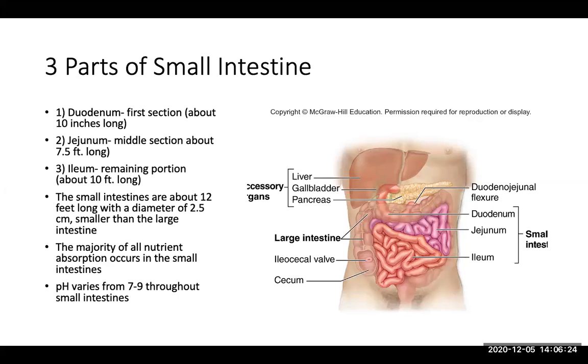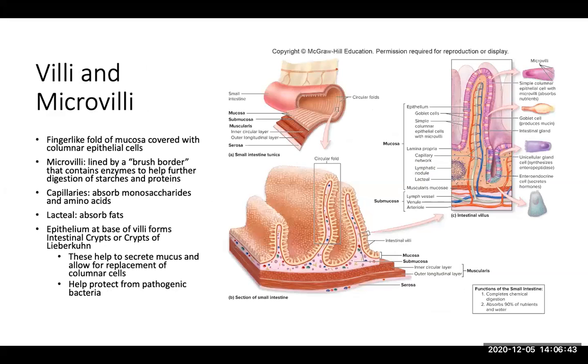The small intestine is about 12 feet long with a very small diameter, much smaller than the large intestine, and the majority of all nutrient absorption occurs in the small intestine. The pH will vary from about 7 to 9 throughout the small intestine, which is much more basic than the very acidic stomach. The villi and microvilli of the small intestine are important for increasing the surface area for absorption.